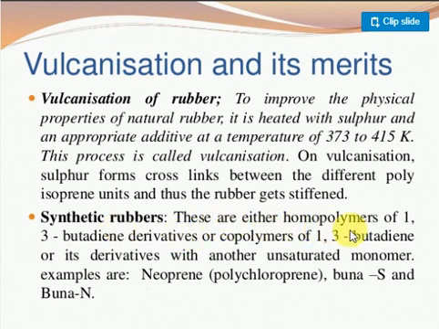These are either homopolymers of a 1,3 butadiene derivative or copolymers of 1,3 butadiene. What is a homopolymer? Only 1,3 butadiene is there; that is called a homopolymer. Copolymer means two molecules: 1,3 butadiene plus styrene, or 1,3 butadiene plus acrylonitrile. This is nothing but synthetic rubber. Very, very important for the board examination.